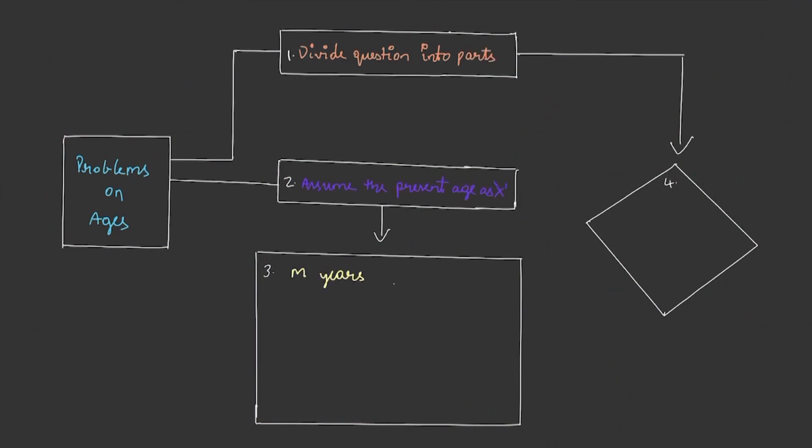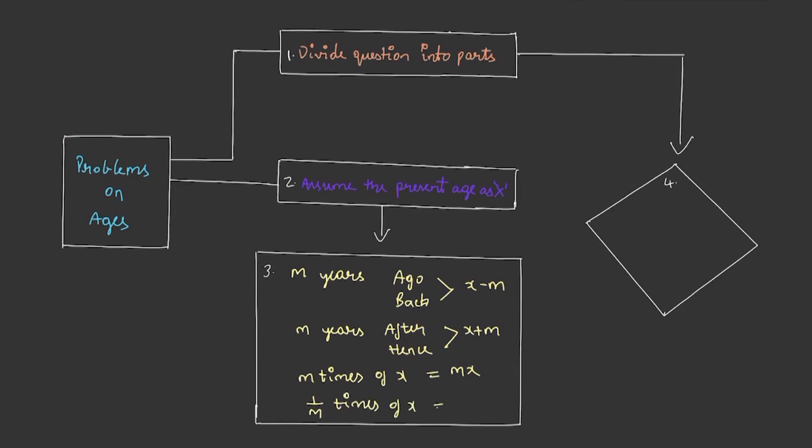As the current age is x, m years ago or m years back will be x minus m. M years after or m years hence will be x plus m. M times of x will be mx and 1 by m times of x will be x by m. Finally, we need to derive an equation from each divided part of the question to find the solution.